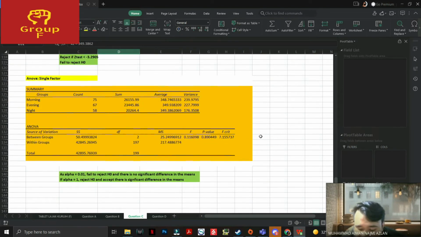And then for the ANOVA single factor, we get this F value from the F distribution. To get this F, the mean square between the groups is divided by the within-group value. From the F we get the p value. This is the p value, and lastly we can see the result. At alpha 0.01, we fail to reject H null, and there is no significant difference in the means. If alpha is 1, we can reject the H null and accept that there is a significant difference in the means.